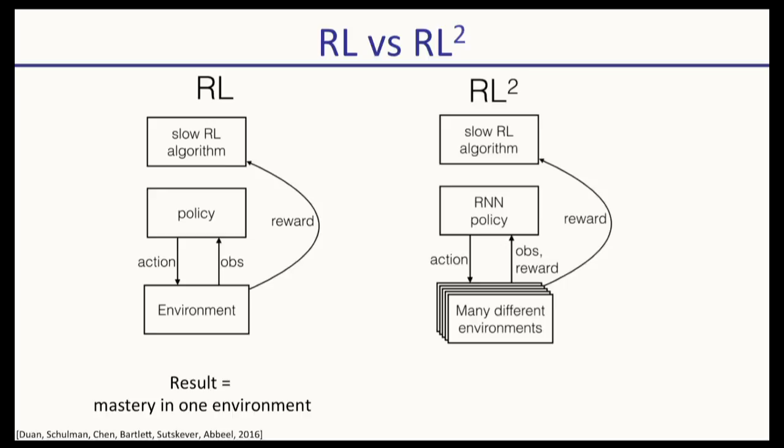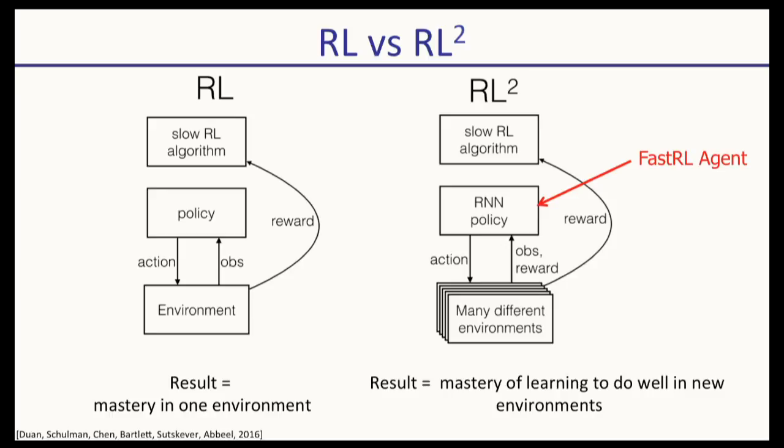Here, the reward also goes into the RNN. As a consequence, it can run an internal RL algorithm to adapt quickly to whatever environment it's in. And so that box there, the RNN policy, is hopefully at convergence the fast RL agent. And the result here is mastery of learning to do well in new environments, not just mastery of doing well in one new environment.